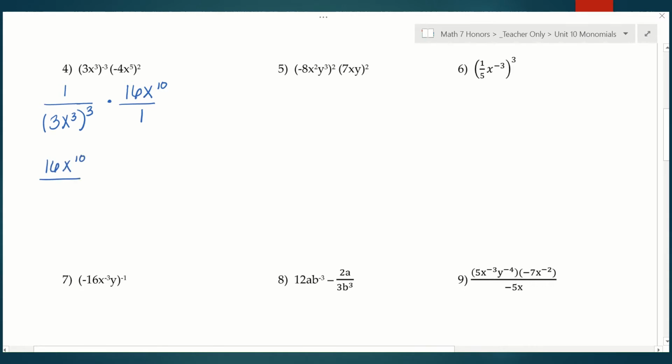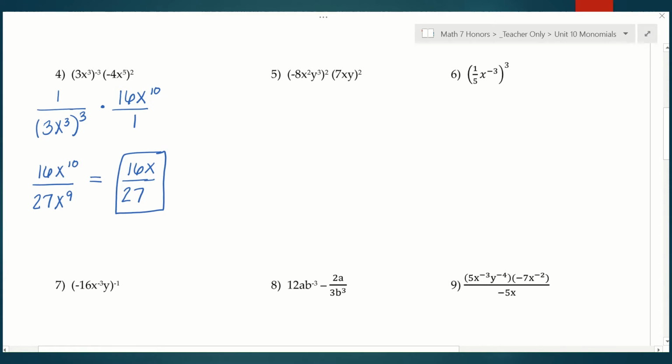And on the bottom, I'm going to go ahead and evaluate that to the 3rd power. So 3 to the 3rd power is 27. And then we multiply our exponents, so x to the 9th. Okay, and then we go ahead and we divide. So 16 divided by 27, I can't divide that and I can't reduce it. So I'm actually just going to leave it, 16 over 27. And then x to the 10th divided by x to the 9th is x to the 1st. So I'm just going to put that on the top with the 16 since it's a positive exponent.